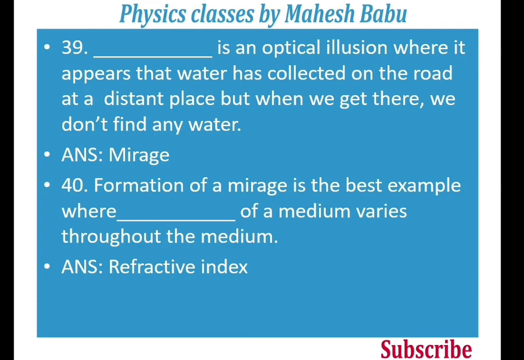So it is total internal reflection. It is taken as an example of total internal reflection. What is it? Mirage. So the refractive index of air changes.